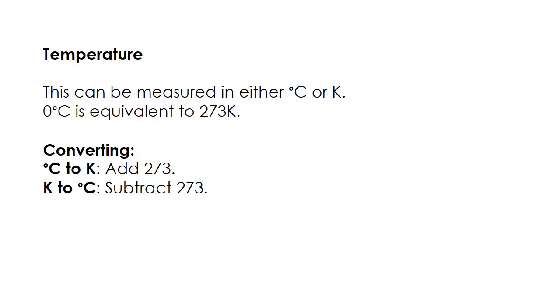So first of all, temperature. Temperature can be measured in either degrees C or in Kelvin, which is represented by K. And 0 degrees C is equivalent to 273 Kelvin. So to convert from degrees C to Kelvin, we simply add 273. And the other way around, if we want to go from Kelvin to degrees C, we just subtract 273.